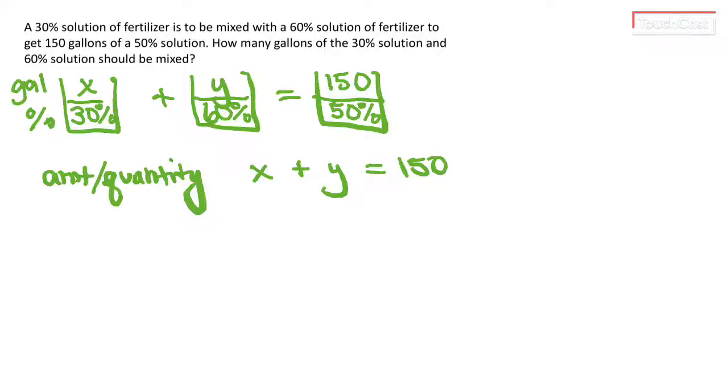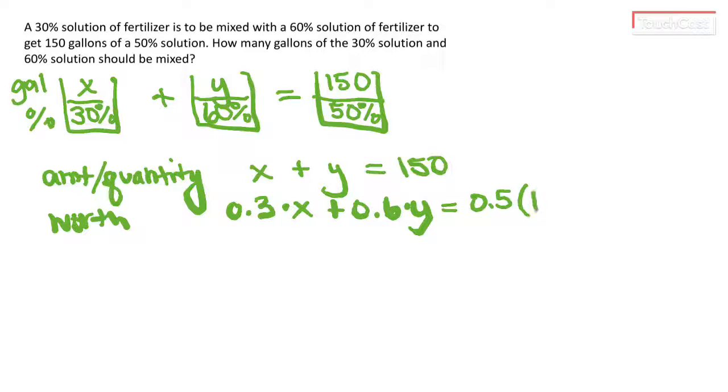Then we want to write a worth type of equation. And on this one, we are going to include the percentages, and we always change our percentages to decimals. So we have 0.3 for my first one times however many gallons plus 60% or 0.6 times however many gallons of fertilizer for the second one. And then we will obtain a 50% solution of 150 gallons.